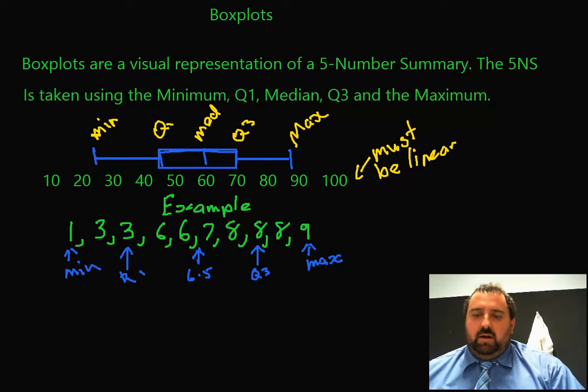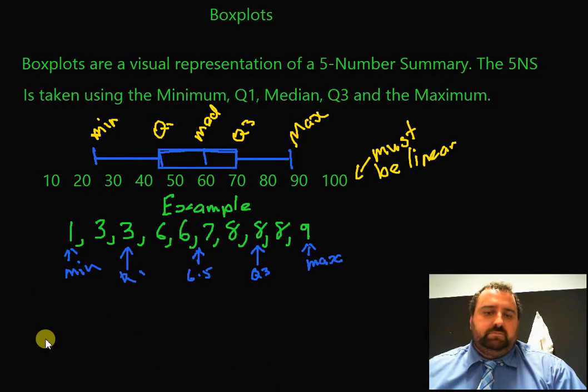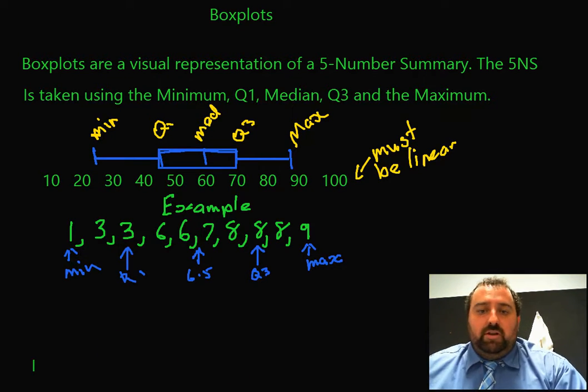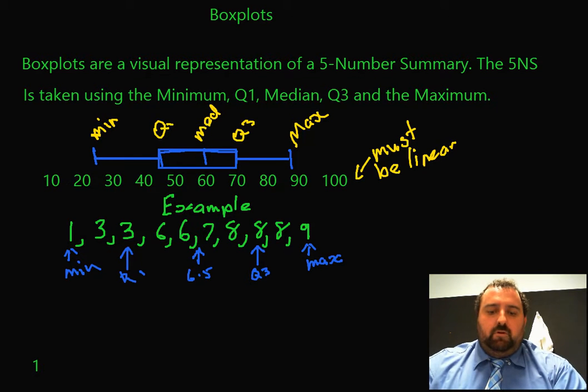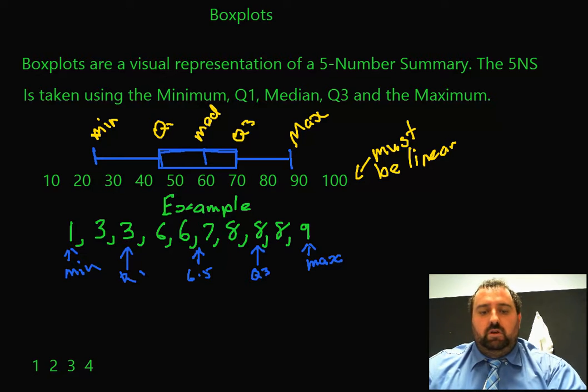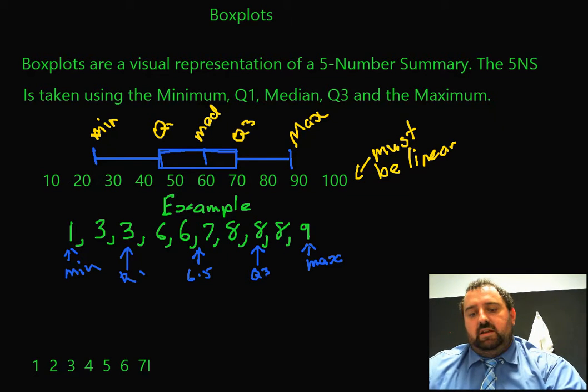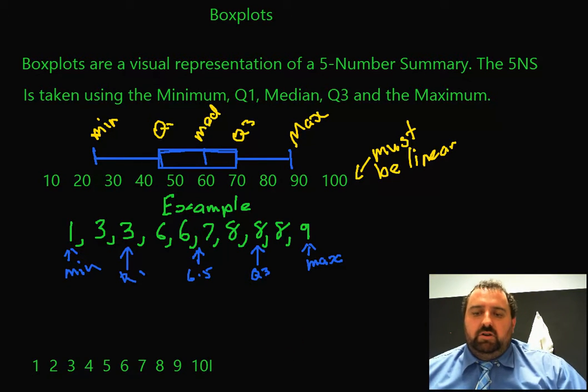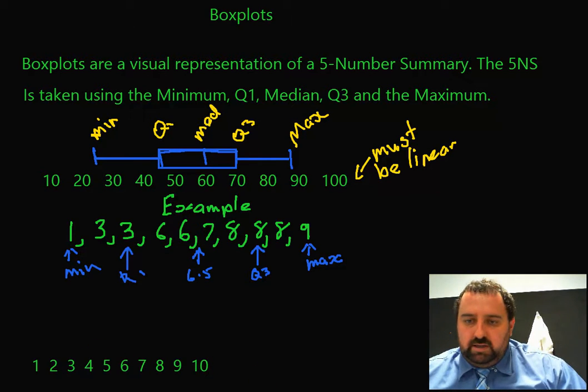Okay, so now when I'm creating my number line, I'm going to do it on mine by typing. So when I create my number line, I don't write 1, 3, 3, 6, 6. I simply write numbers. So 1, 2, 3, 4, 5, 6, 7, 8, 9. And I'm going to put 10 in there just so that I have one extra. So now for my lines, I'll do them in blue, why not?